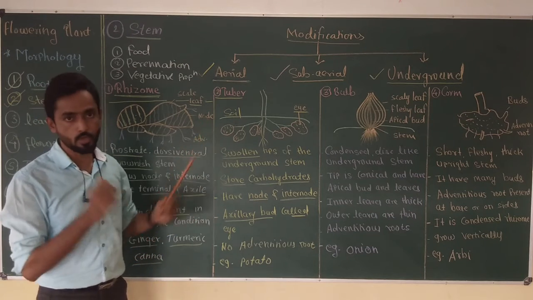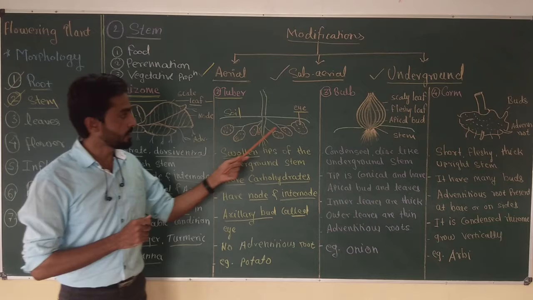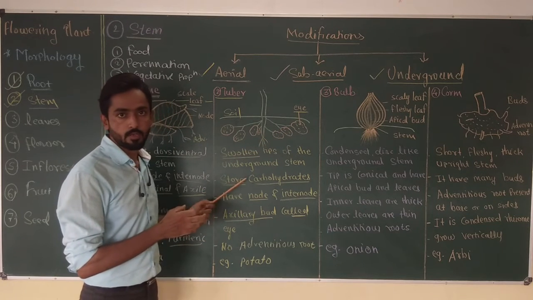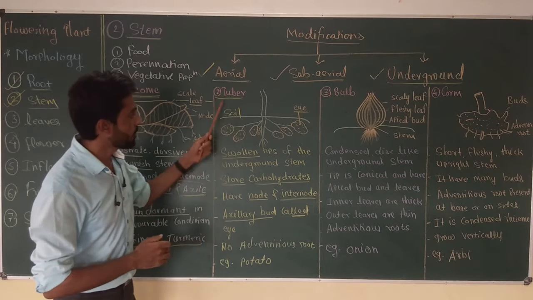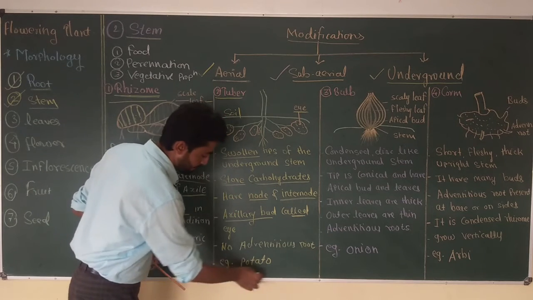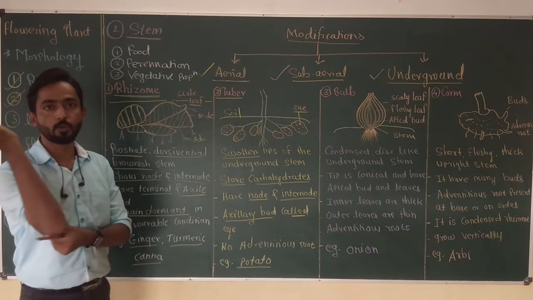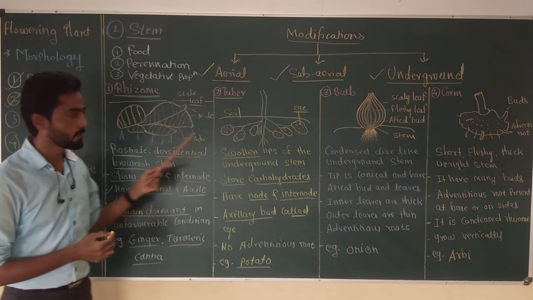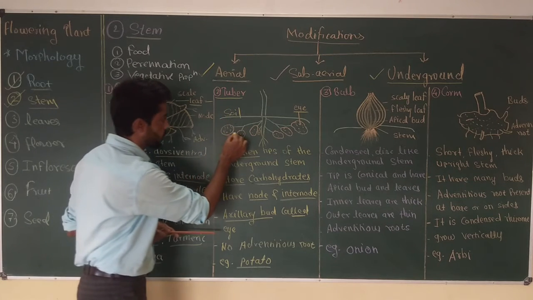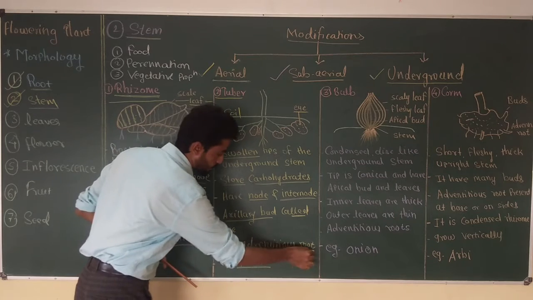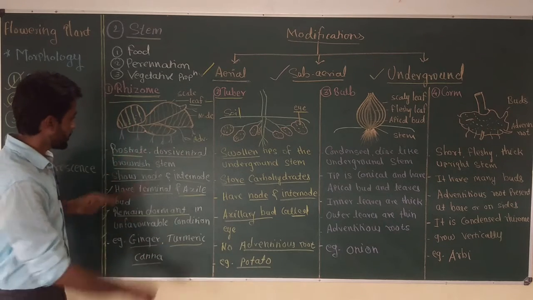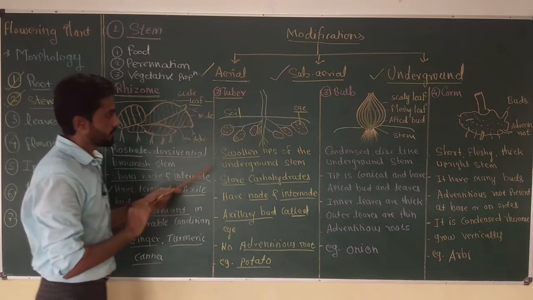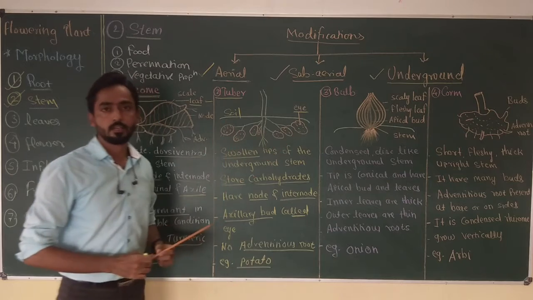So the stem tuber plays two important functions. Number one, it helps in vegetative propagation, and number two, it helps in storage of food like carbohydrate. A well-known example of the stem tuber is potato, that is Solanum tuberosum. And one of the important differences between stem tuber and rhizome is that the stem tuber does not show adventitious roots. Here the rhizome shows growth of adventitious roots, but this type of root is absent in the stem tuber.